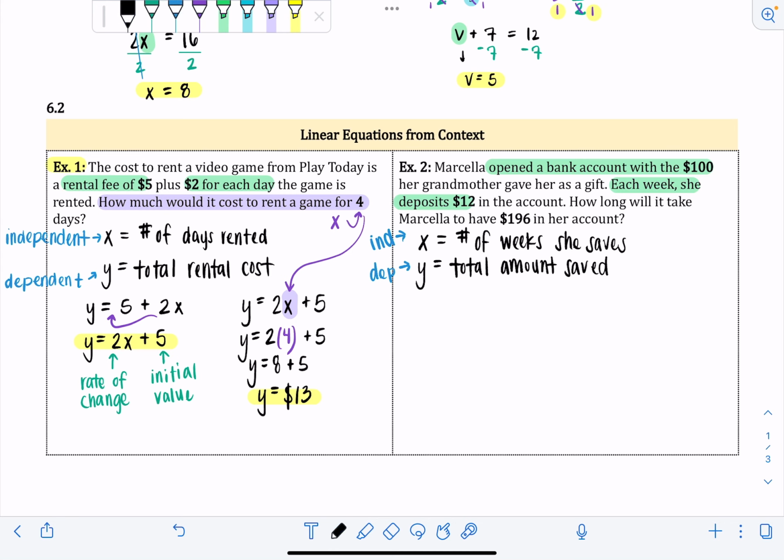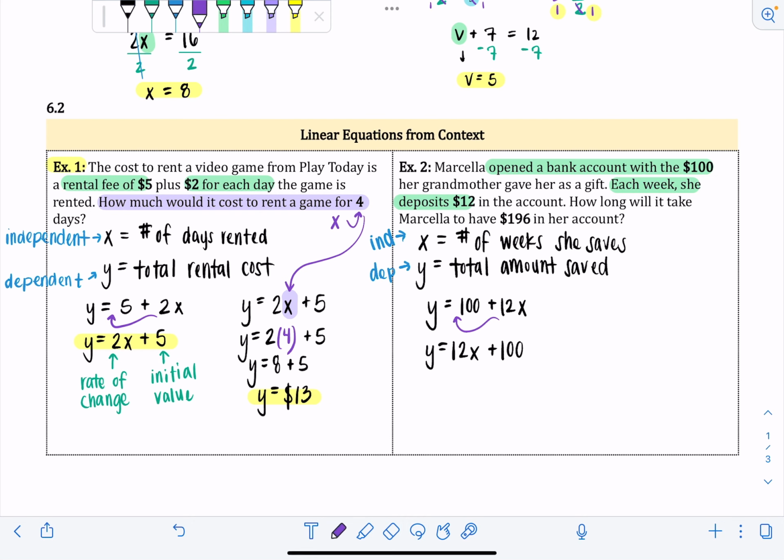Okay, so writing the equation now, the equation should represent how much she has in total. So think about how her grandmother gives her $100 one time. So she has $100. And then after she puts that $100 into her account, she deposits $12 per week. So every single week she deposits $12. So we'll have to do 12 times the number of weeks that she saves for. So 12x. And then same thing, we're going to get in the habit of writing the x part first because that's how we'll see them throughout the course. So it'll be y equals 12x plus 100.